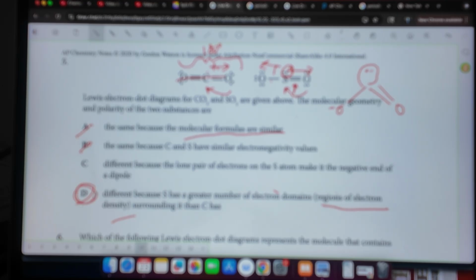I definitely think it's a D. Because this is what they're talking about. An electron domain. It's a region of electron density right here. Because when you have those two lone pairs, they're not just sitting there. They're moving so fast that it looks like a blur. So I guess that would be called the electron domain, or the region where the electron density is.